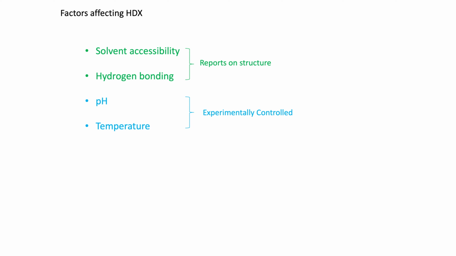There are several factors that actually affect the HDX itself. These include solvent accessibility and hydrogen bonding, both of which are factors that report on the structure and conformation of the protein. Also, pH and temperature will affect the deuterium uptake, and these can be experimentally controlled.